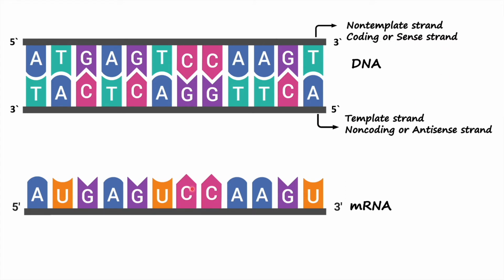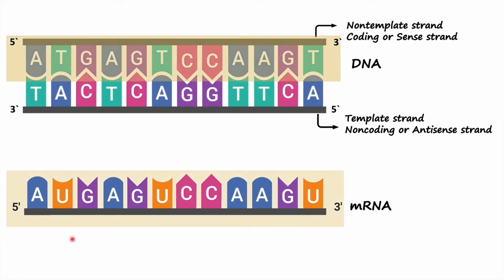If you pay attention to the nucleotide sequence on the mRNA, it is similar to the nucleotide sequence on the non-template strand, except for one difference: mRNA has uracil instead of thymine, which is present on the non-template strand. Because mRNA is a ribonucleotide, we have uracil instead of thymine. So that is the only difference.